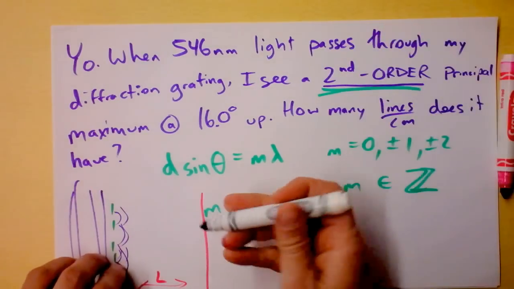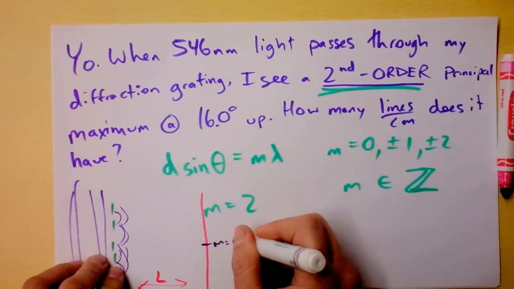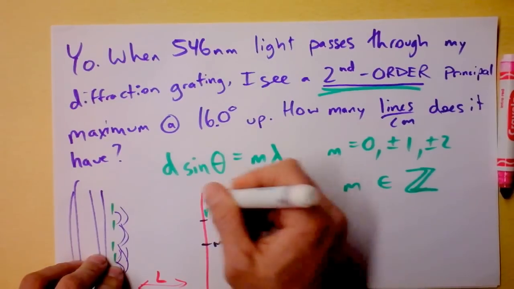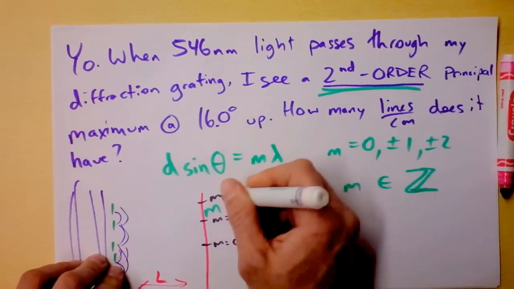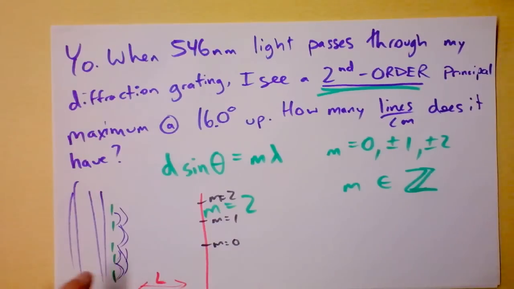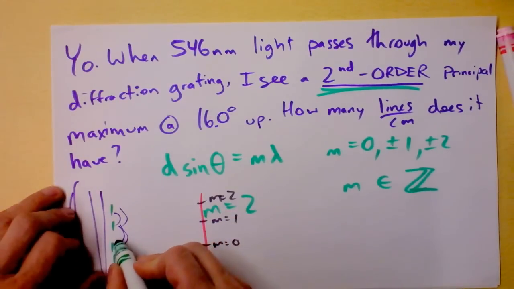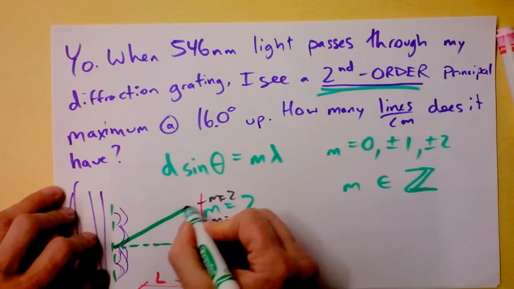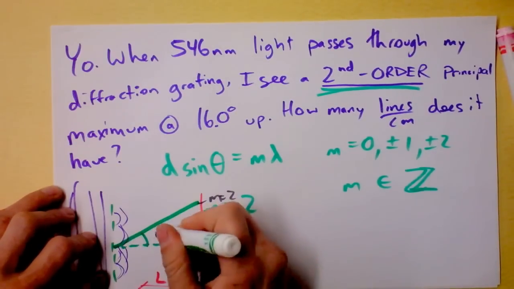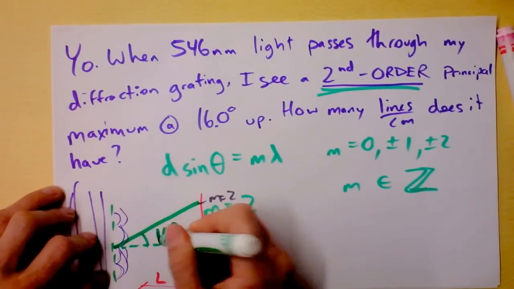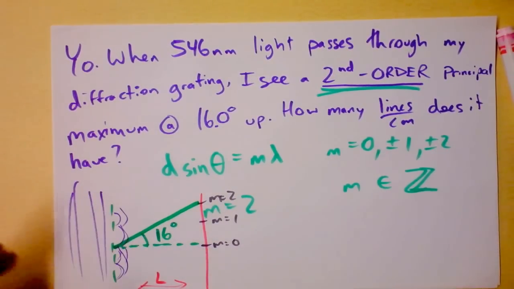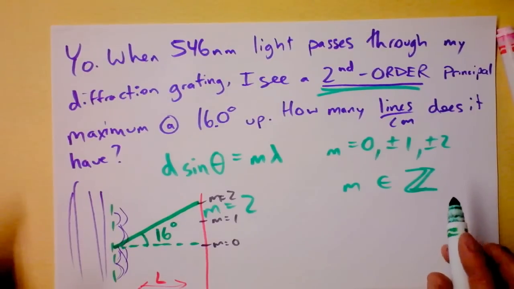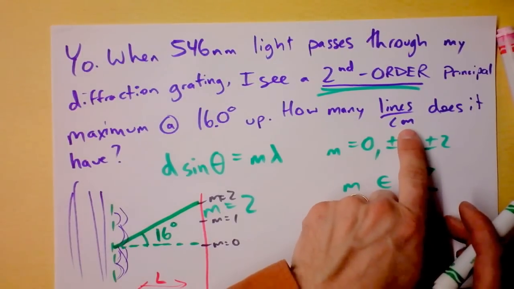So I'm going to tick out some of these. This is m equals 0, this is m equals 1, this is m equals 2, and m equals 2 is where we're talking about. Here there is a bright spot, and this angle is 16.0 degrees. We just need to do a little bit of math. They want to know how many lines per centimeter it has.